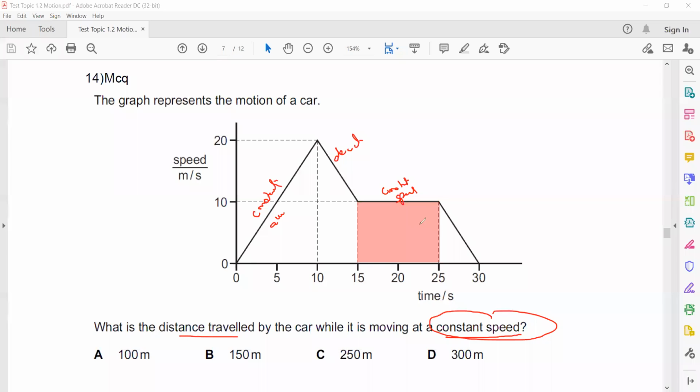So what shape is it making? It is making a rectangle. So we'll use the area of the rectangle, that is length multiplied by width. What is the length of this rectangle? It starts from 15 and ends at 25. So this total length is equal to 10. And what about the height? It starts from 0 and ends at 10. So that is also 10. So we'll get 10 multiplied by 10, which is equal to 100 meters. So A will be the right answer. Is it clear?